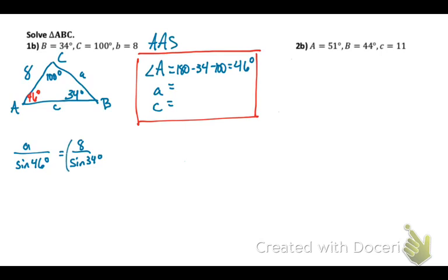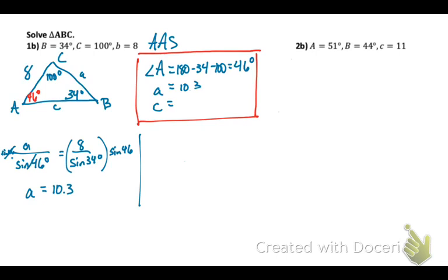Now the solve is the same way as the other two problems that we've worked. You're going to take 8, divide it by the sine of 34 degrees on your calculator and multiply it times the sine of 46. And let's round to tenths place again, 10.3.